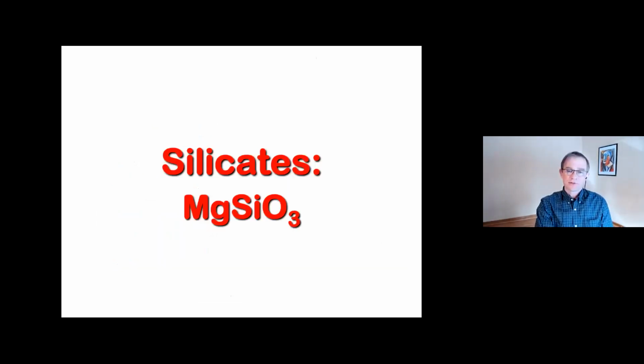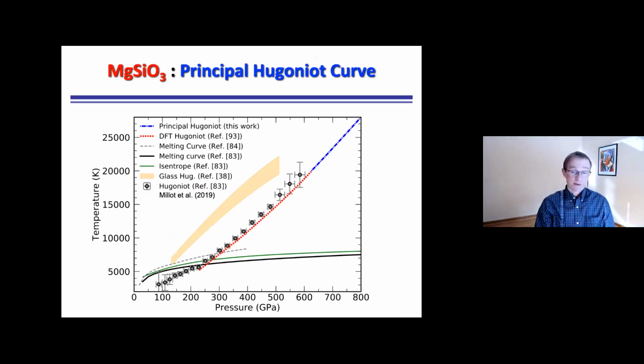So let me talk a little about the applications now. We have silicates and we want to compare with experiments. So here are recent experiments by Maurice Millot. They also measure temperature and pressure. These are the data points with error bars.